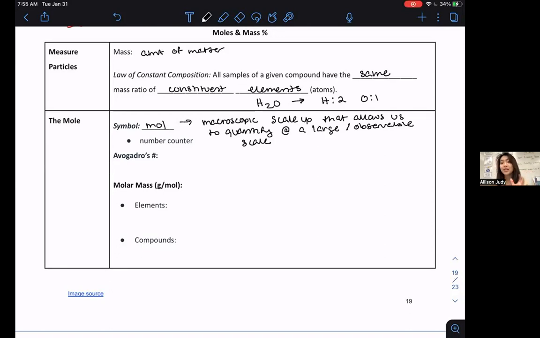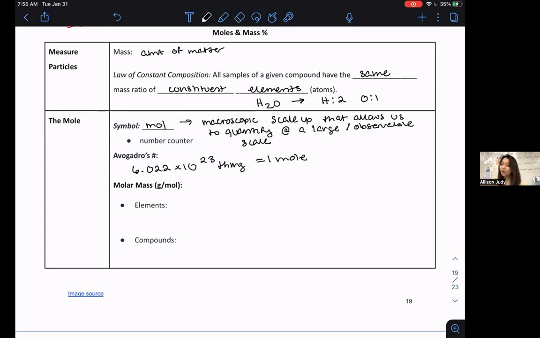But if we can use a number counter, a unit that represents a large scale, a unit that represents a large sum, we can scale up our terminology in a way that allows us to interact at the human level, right? The human scale. So we've introduced this before. The mole, the number counter, represents Avogadro's number of 6.022 times 10 to the 23rd. We can have an Avogadro number or a mole of anything.